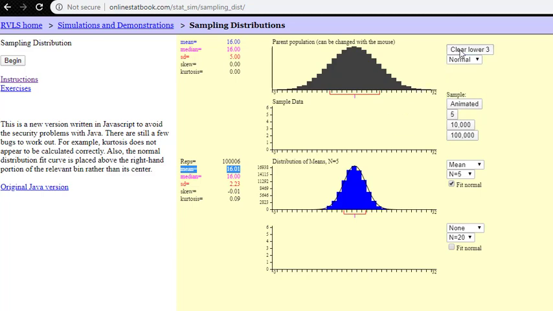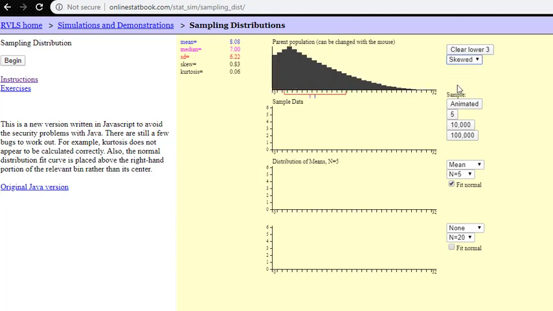Let's clear it and do the same thing for a skewed distribution. In a skewed distribution, we know that the mean is going to be larger than the standard deviation, and that's verified here. It's pulled to the right because it's skewed right. Now what happens if we take samples? Same thing. We're going to get values from all over the distribution, randomly chosen.